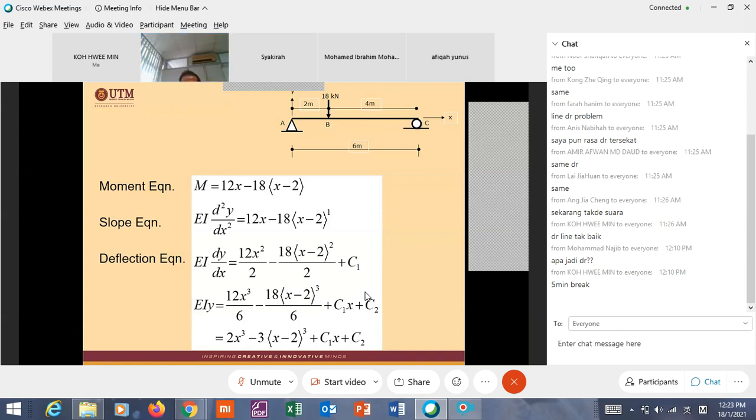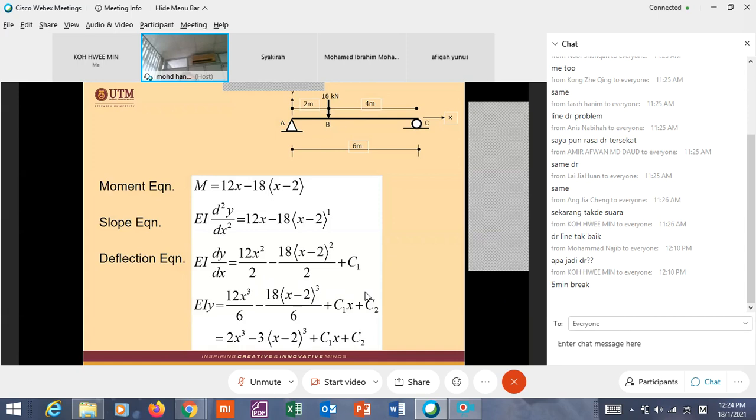Okay, can you understand? It is easier than the usual integration. Okay, now you have C1, C2, two constants or unknowns. So you need two boundary conditions.